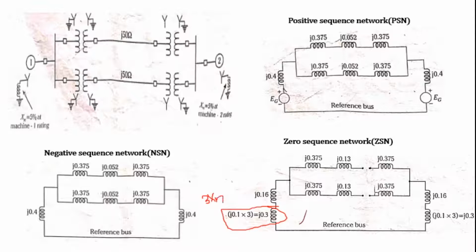Why is it 3? Because there's no phase difference between the A, B and C values, so it is 3 times this value. Okay, so what is the value you got? It is 0.1 multiplied by 3, you will get 0.3. So 3Xn. Then here it is grounded, so this series switch gets closed to the reference.